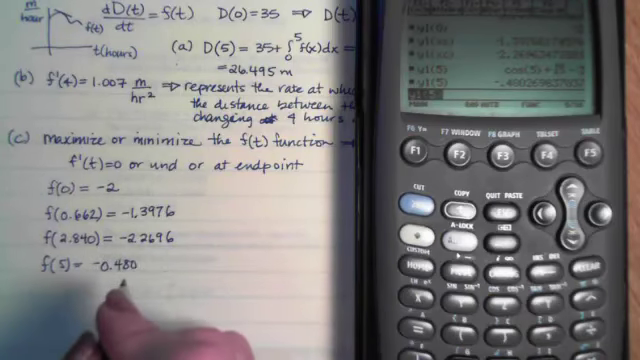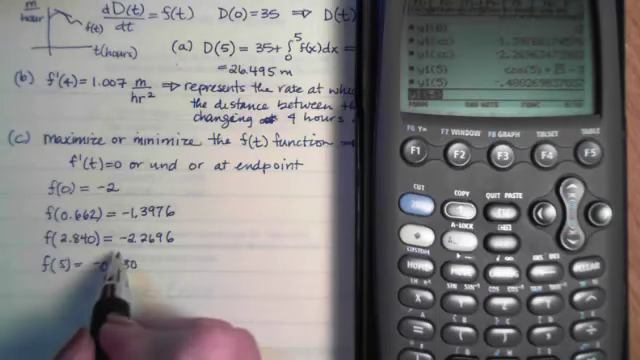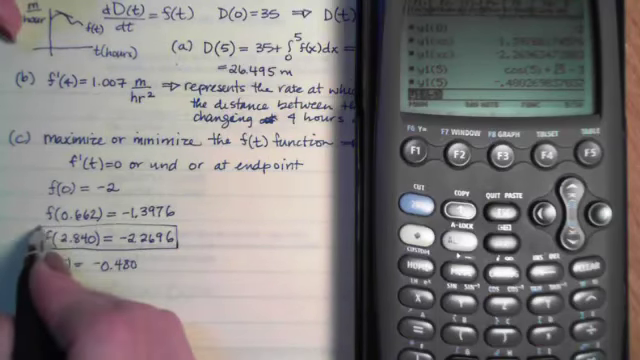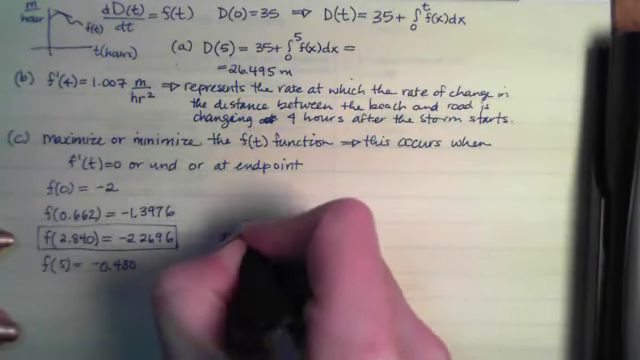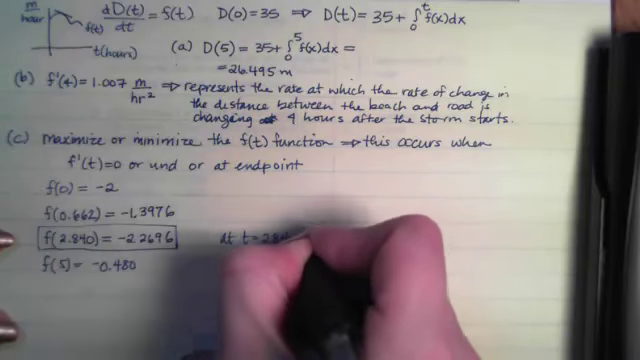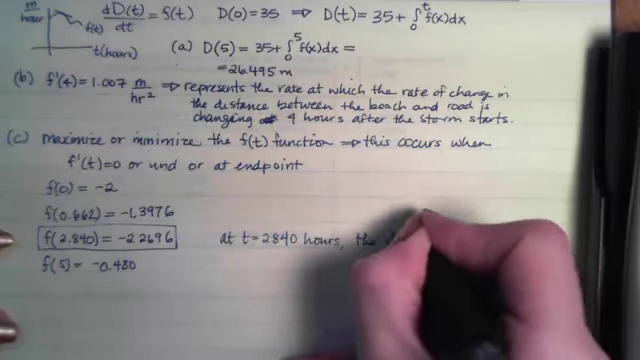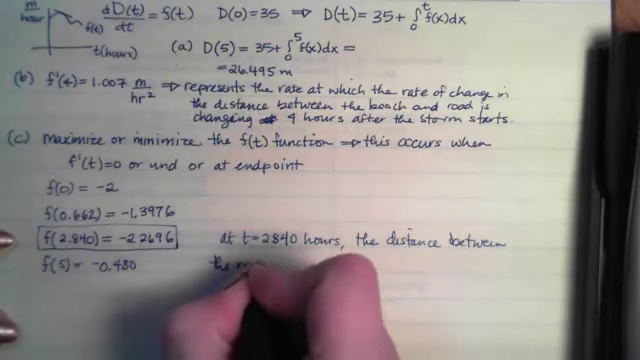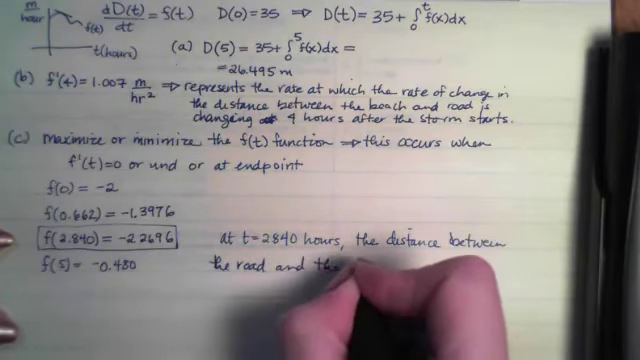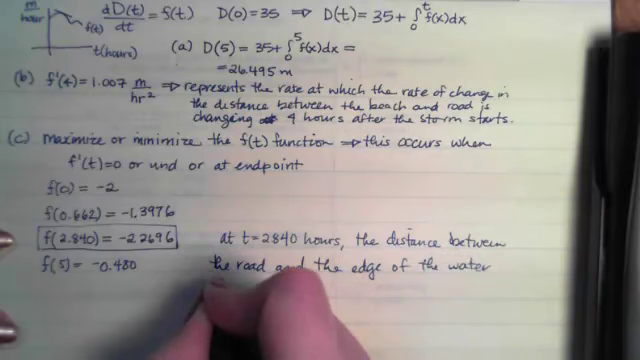-0.480. Now I'm interested in at what time during the 5 hours was the distance decreasing most rapidly. So decreasing means we need the most negative. That's going to occur here. So we would write at t equals 2.840 hours, the distance between the road and the edge of the water was decreasing most rapidly.